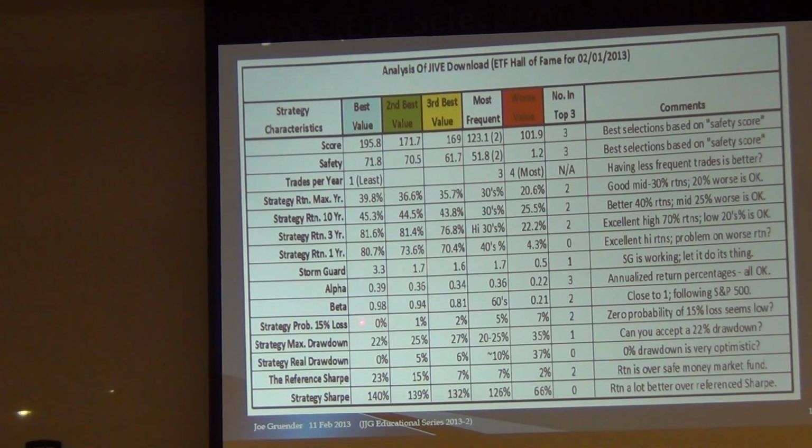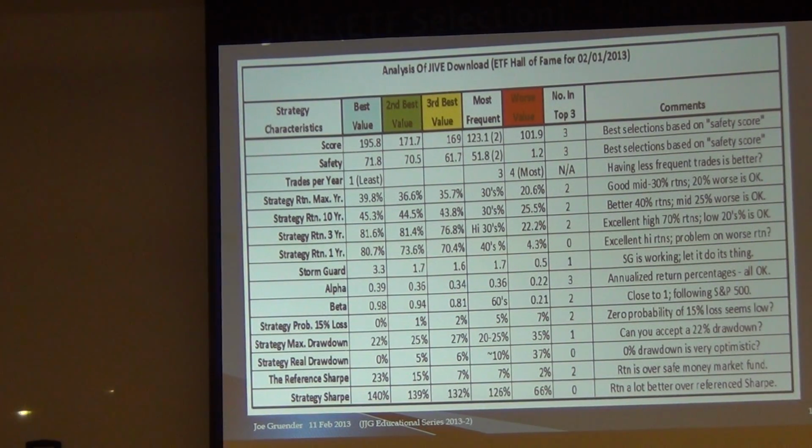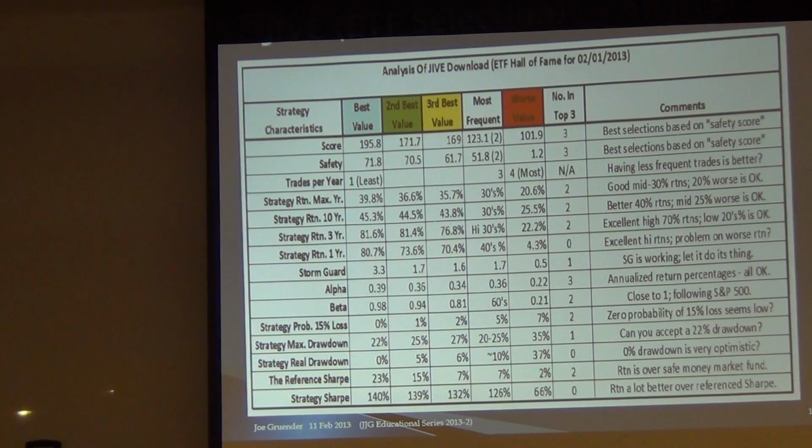Under the best value, or the best strategy, is 0%. This seems very low, and I think we're going to hear later this evening, you might want to be on guard when you see a 0% probability of a 15% loss.